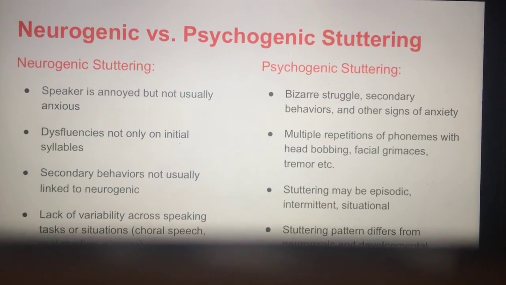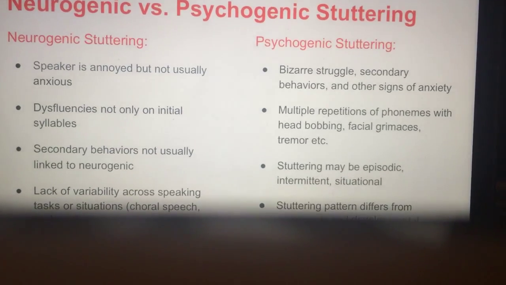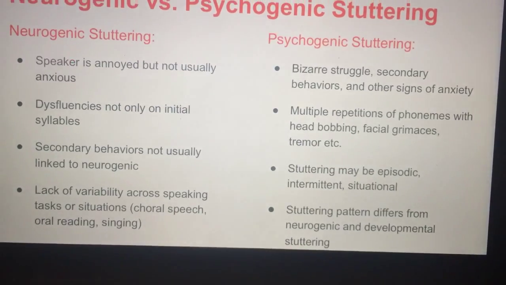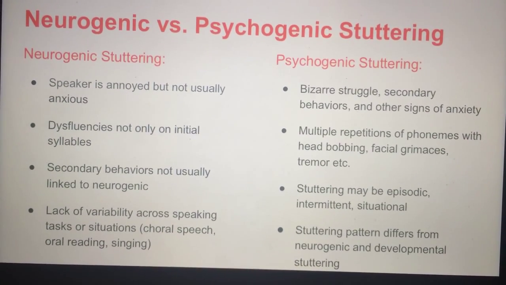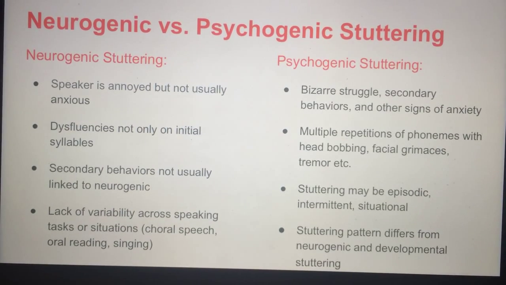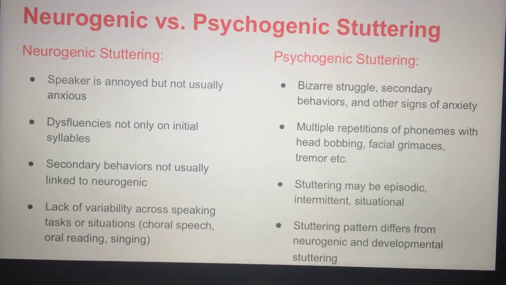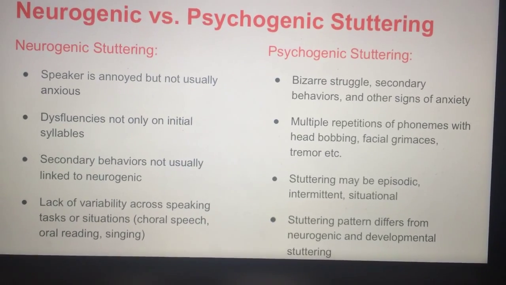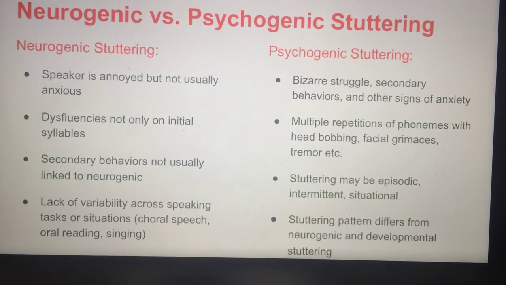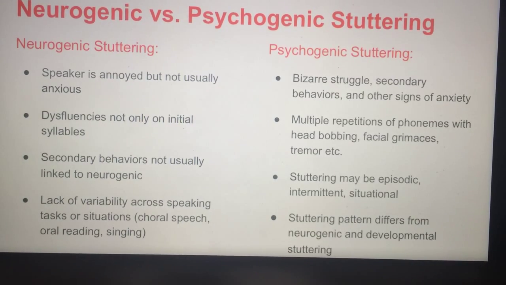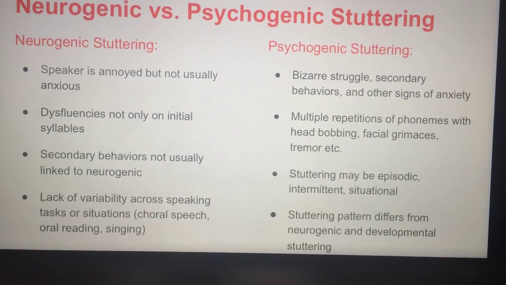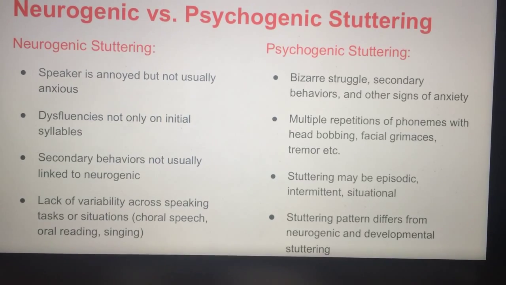So here's a more in-depth chart to help with the differential diagnosis. For neurogenic stuttering versus psychogenic stuttering, what you usually see for neurogenic stuttering is that the speaker is annoyed but not usually anxious. There are disfluencies not only on initial syllables but during any part of the word. Secondary behaviors are not usually linked to neurogenic stuttering, and there's a lack of variability across speaking tasks or situations. So you see stuttering present in all types of speaking tasks.